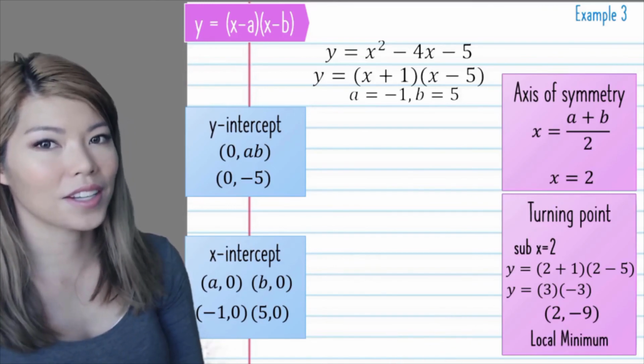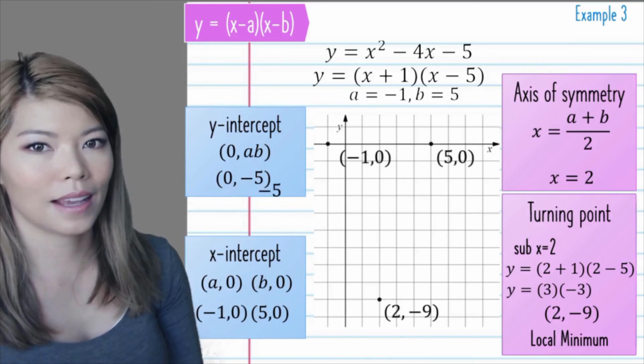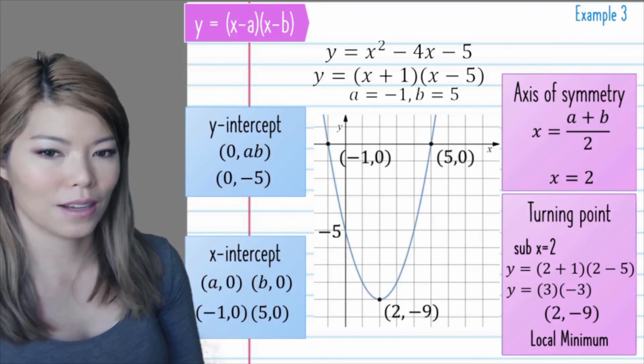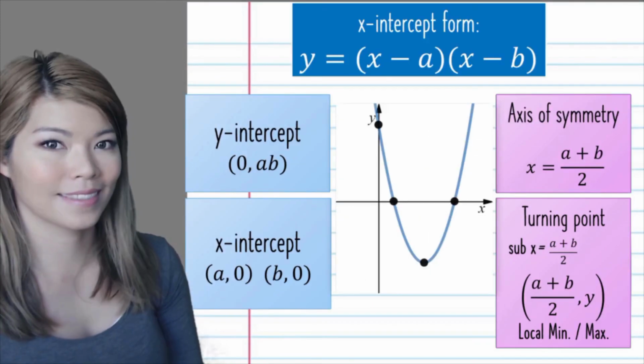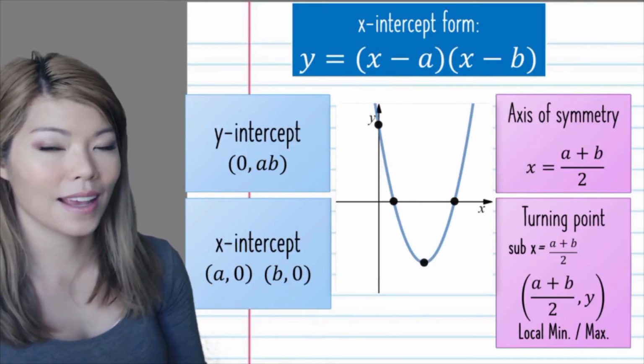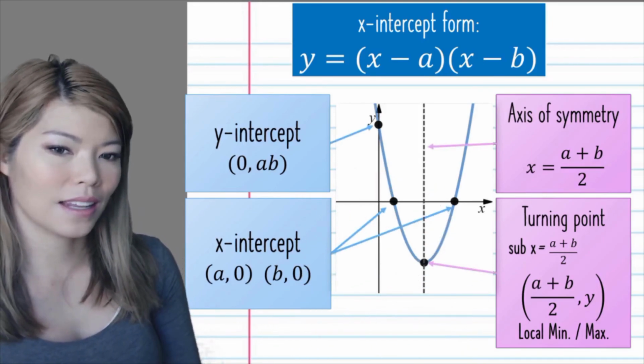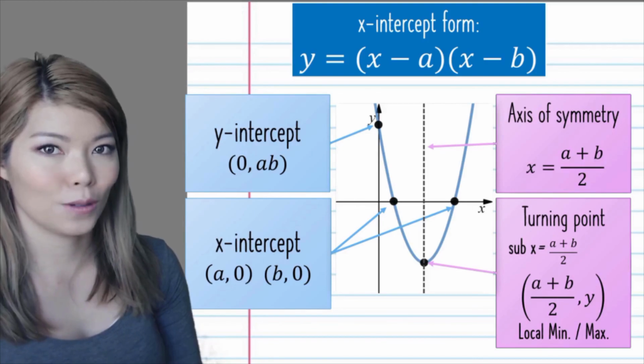So let's sketch that. So we have the turning point, the x-intercepts, and the y-intercept, and after that, draw a line through it. So in summary, this is called the x-intercept form because it gives us the x-intercepts. Have a look at these formulas and try to memorize them so you can use them more fluently.